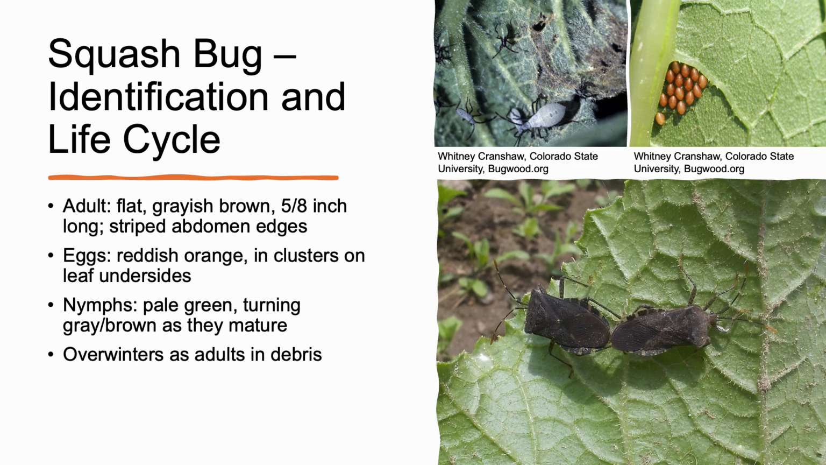Squash bug eggs are reddish-orange in color and are laid in clusters on the undersides of leaves, as can be seen on the top right image. Nymphs start out pale green and gradually turn gray or brown as they mature, as can be seen in the top left image, where there are a few nymphs on the underside of a leaf. Squash bugs overwinter as adults in crop debris in protected areas, which is why sanitation is so important.